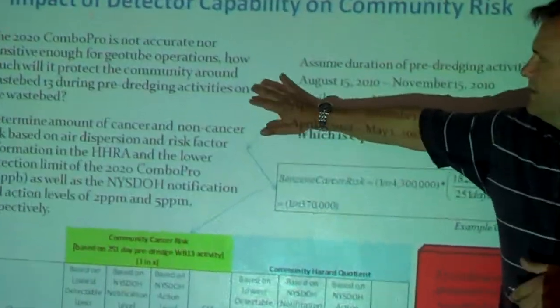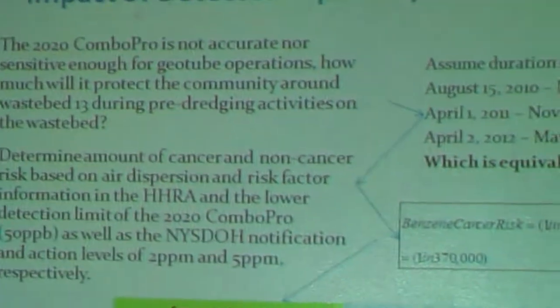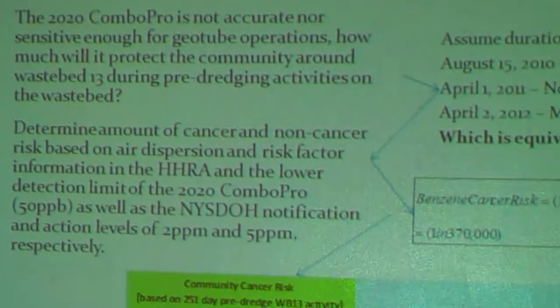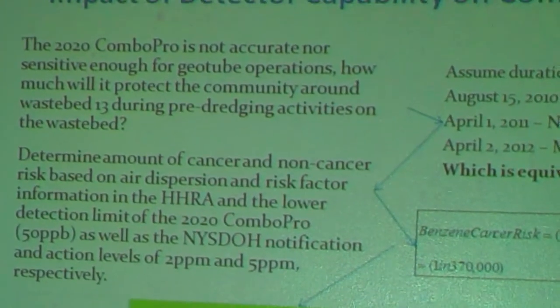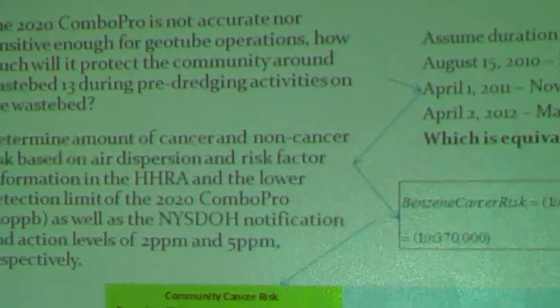So again, as we pointed out, the sensor is not accurate or sensitive enough for geotube operations, but how much will it protect the community over the next 2 years before the geotube operations begin?